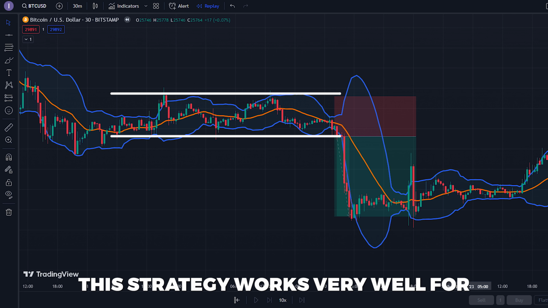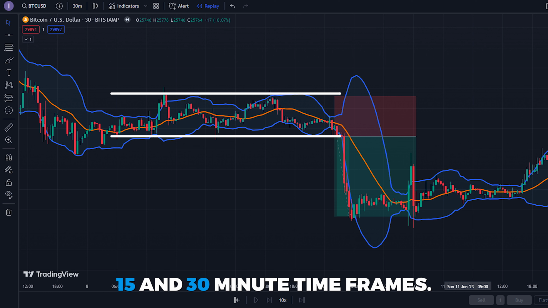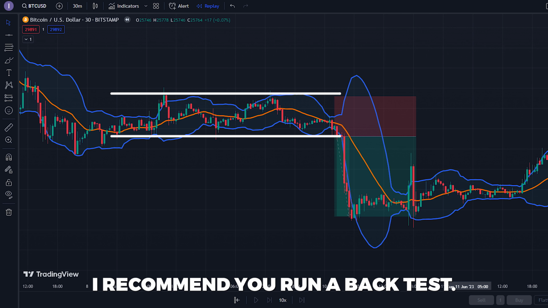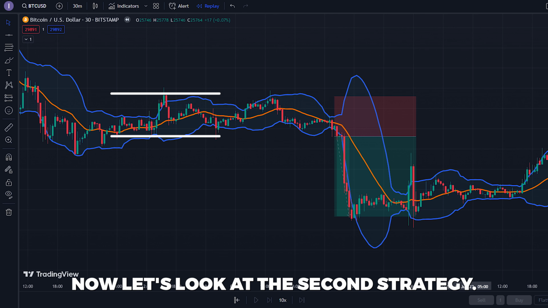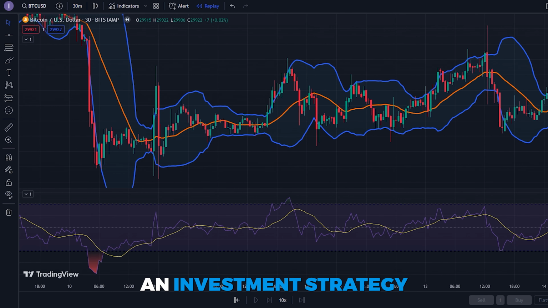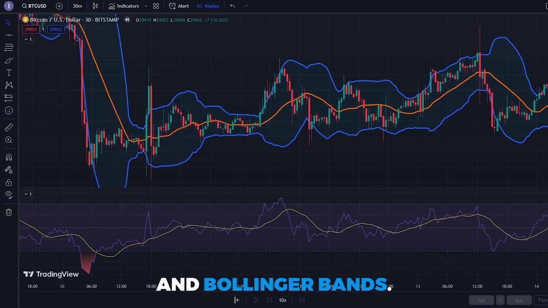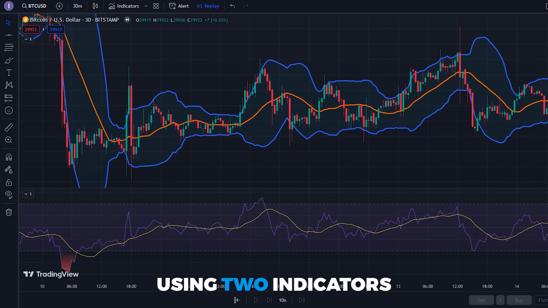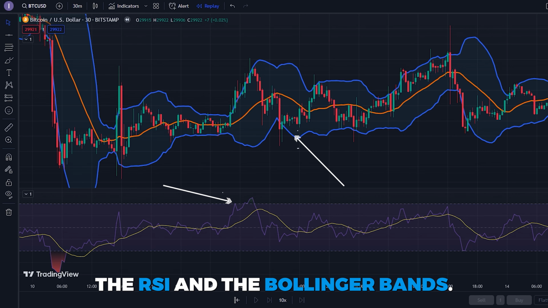This strategy works very well for 15 and 30-minute time frames. However, before using this strategy in practice, I recommend you run a back test. Now let's look at the second strategy. The second strategy is an investment strategy that combines the RSI and Bollinger Bands. As the name suggests, it is a trading method using 2 indicators, the RSI and the Bollinger Bands.